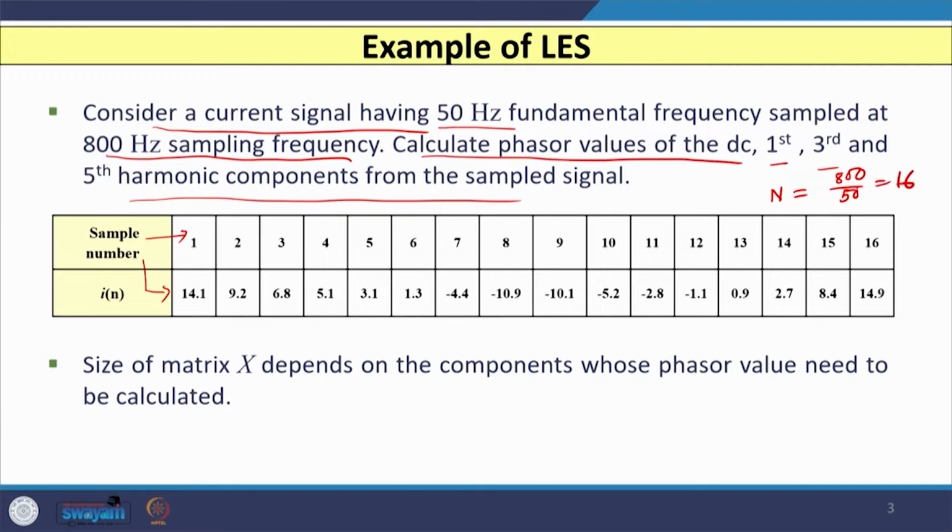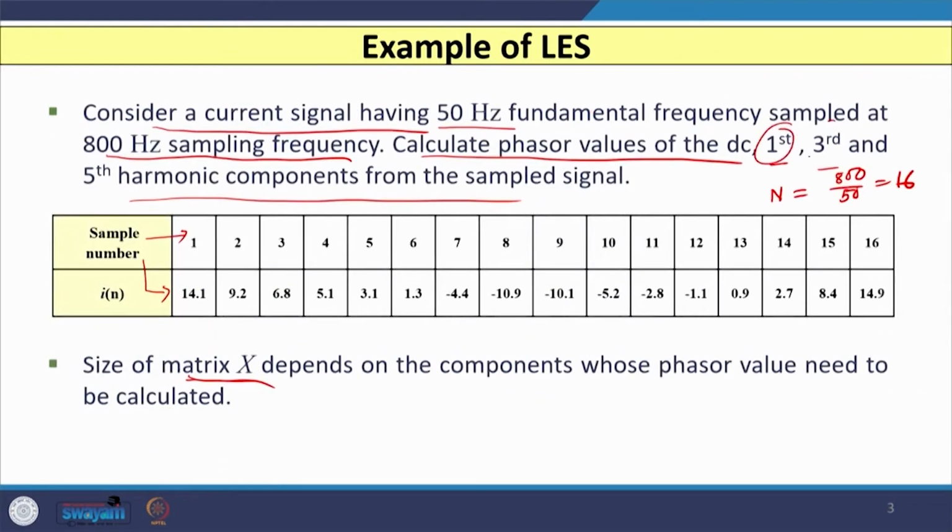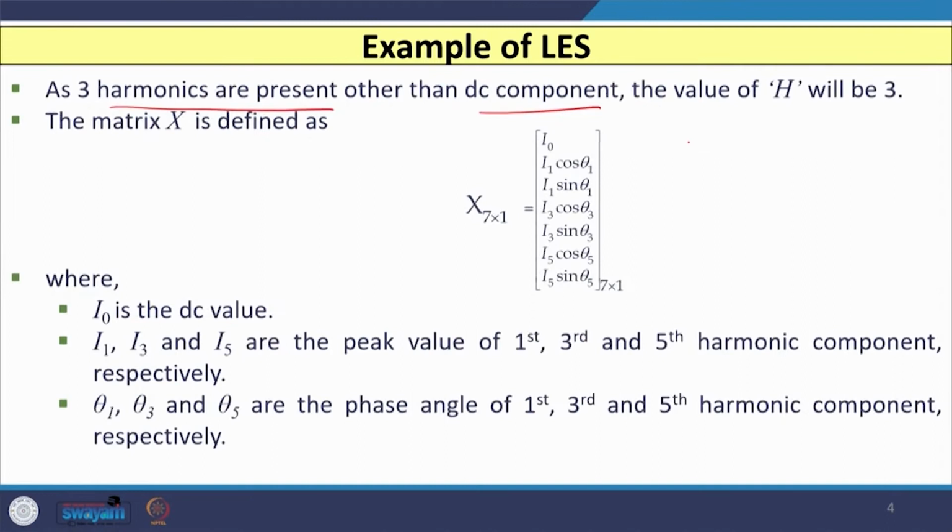Now, we know that the size of matrix X, which is unknown, depends on the components whose phasor values need to be calculated. If I wish to calculate the phasor value of the fundamental term, third harmonic or fifth harmonic, then the matrix size of X changes. As three harmonics are present other than the DC component, here first, third and fifth, the value of H will be 3 in this case.